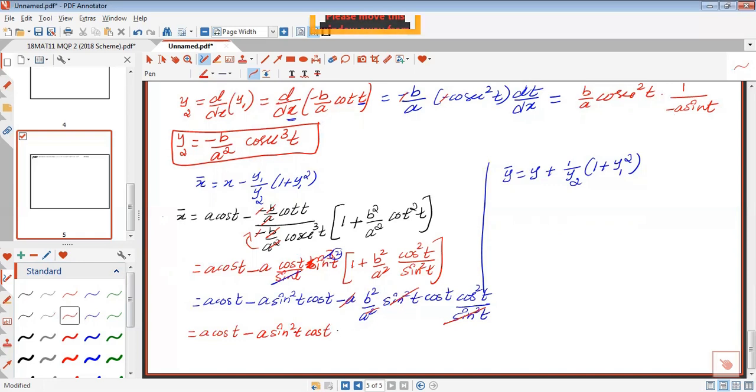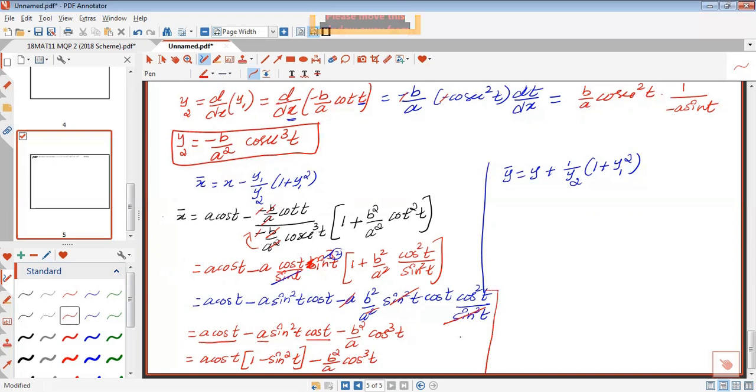Here b square, that is minus b square by a times, sin square gets cancelled. So just cos cube t, right? Again, a cos t is common in the first and second term. Remaining is 1 minus sin square t, minus b square, third term as it is, b square by a cos cube t.